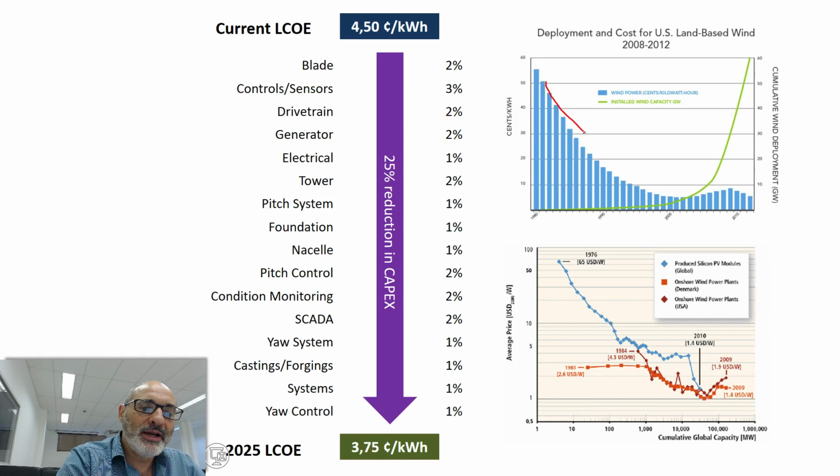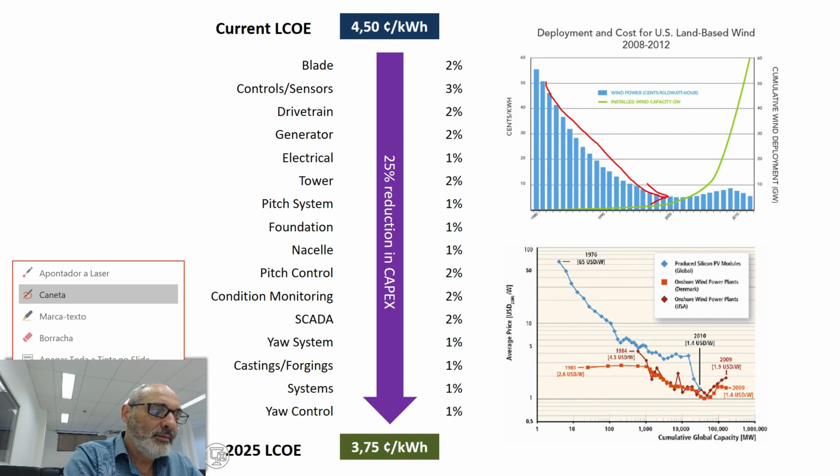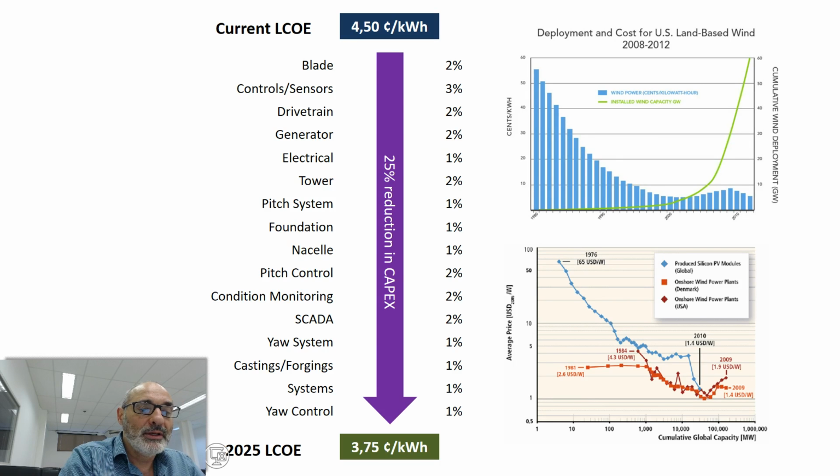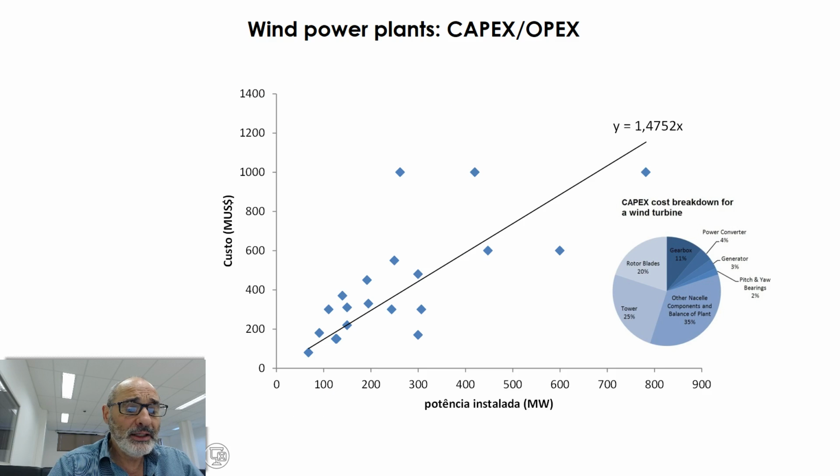The price is dropping over time, not only because of new technology, but also because of scale. The installed capacity is increasing, so that means that you can benefit from scale effects. So this is actually happening for wind turbines.